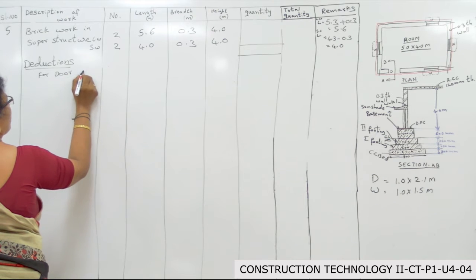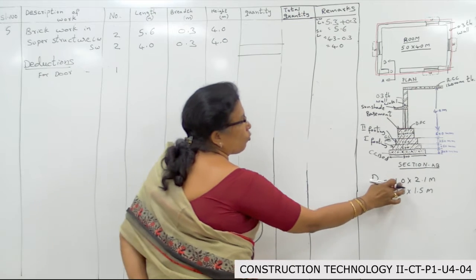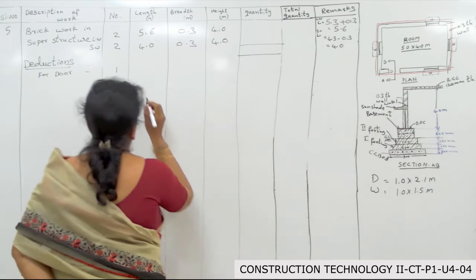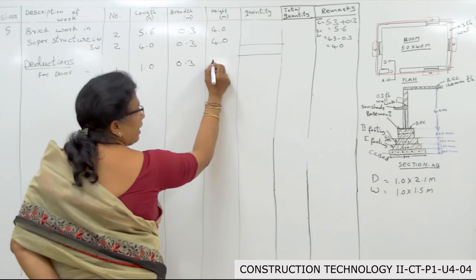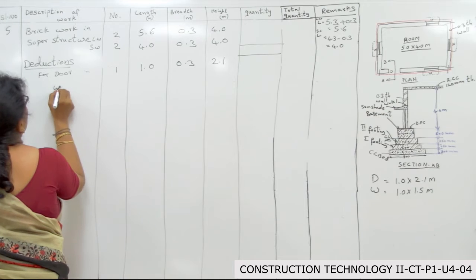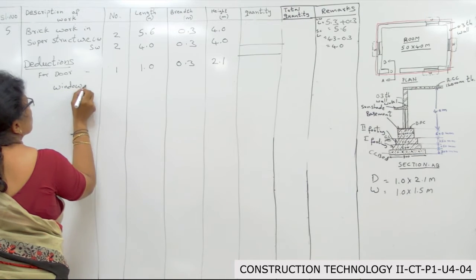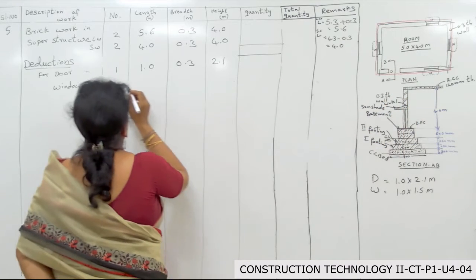Now coming to deduction. First, doors. How many doors are there? You have 1 door. What is the size of the door? 1 meter by 2.1 meter. So length is 1.0 meter, breadth is 0.3 and height is 2.1 meter.